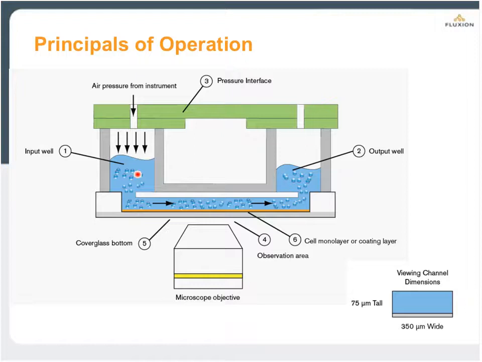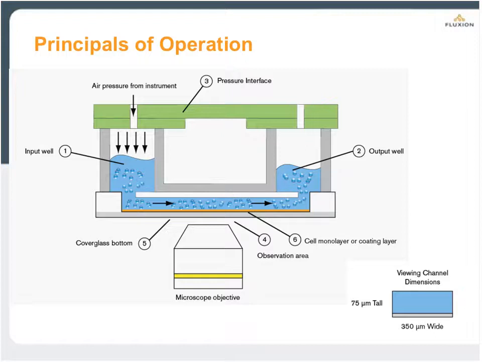And then the interface is placed on top of the plate, and it makes an airtight seal. Pneumatic pressure is then applied, and fluids or cells in the wells are then pushed into the channel. And then you can do your experiment here, and you can also do your data collection. You can see there's a microscope objective underneath for viewing the experiment.